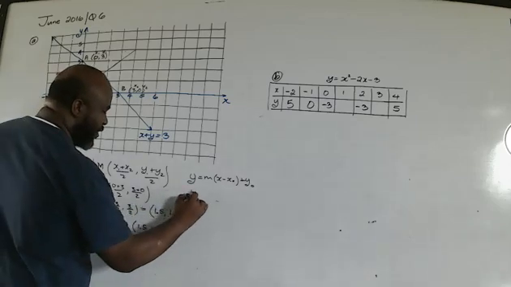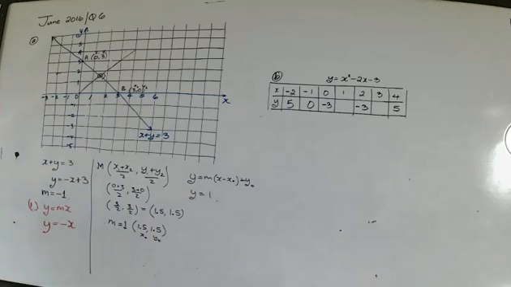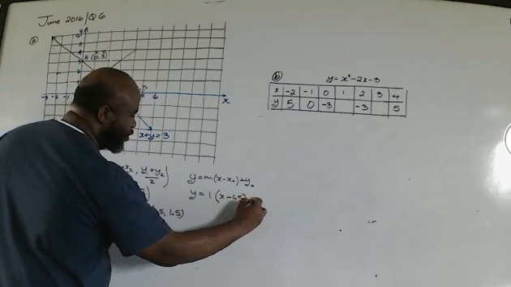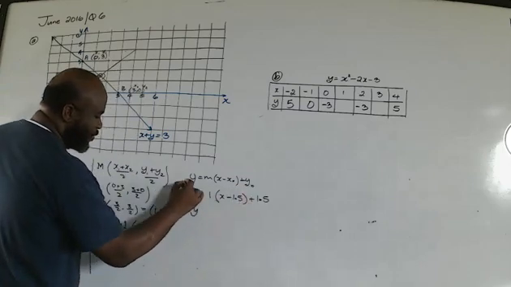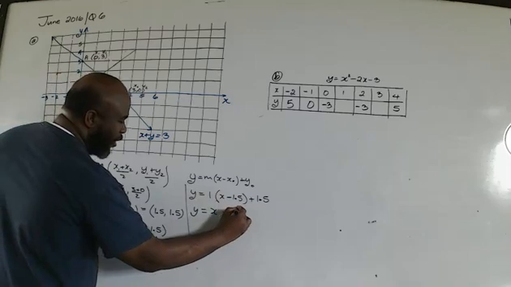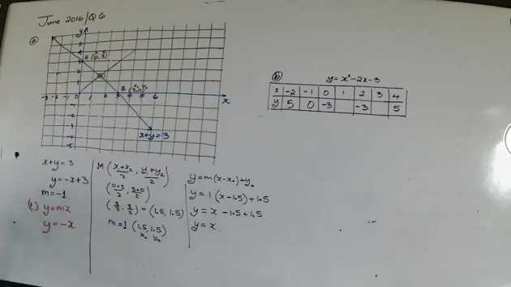So this is y is equal to 1. Why is the gradient 1? Because we invert the gradient and change its sign. So it's 1 times x minus 1.5 plus 1.5. Y is equal to 1 times x minus 1.5 plus 1.5. This is y is equal to x. The line that is perpendicular to AB and passes through the midpoint of AB, which is 1.5, 1.5, is the line y is equal to x.